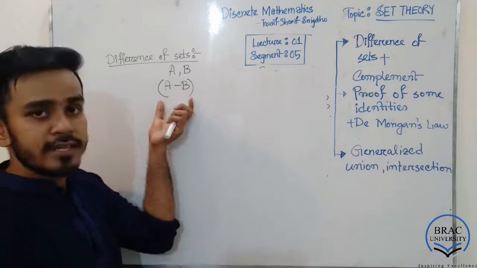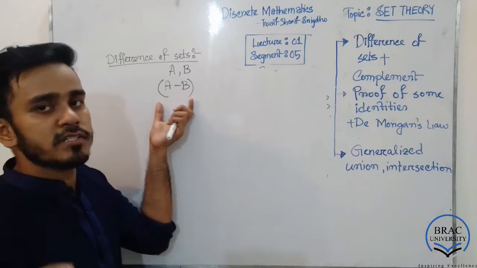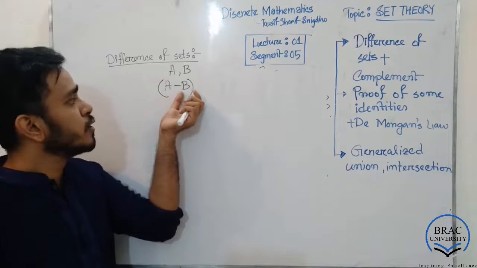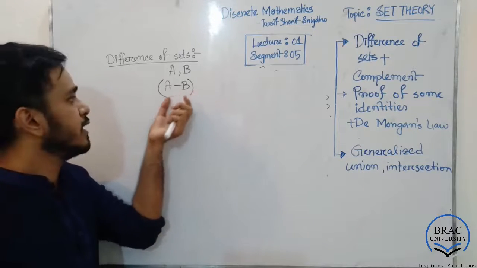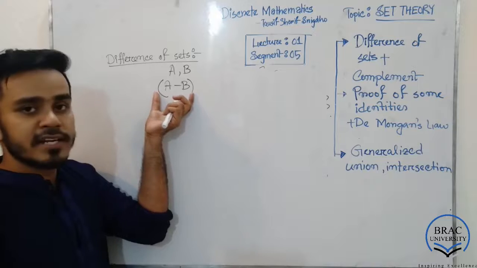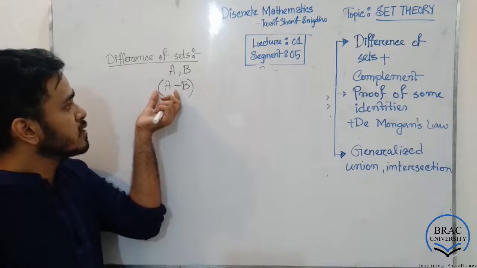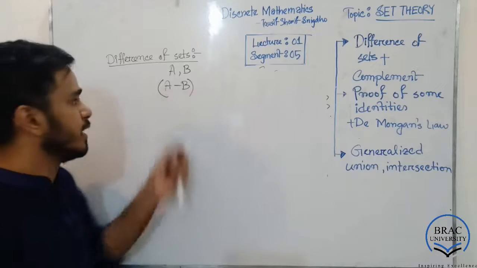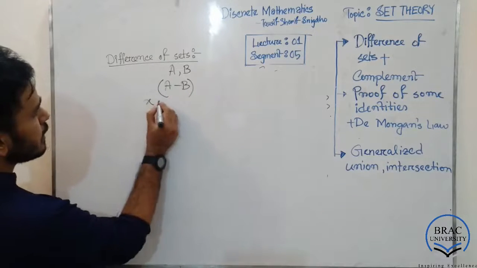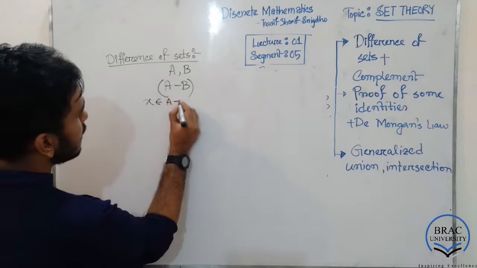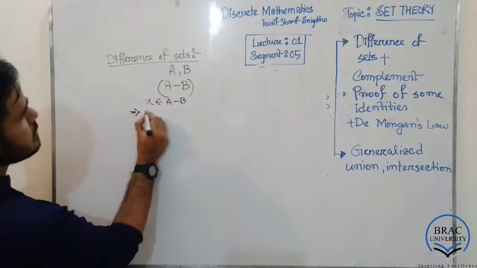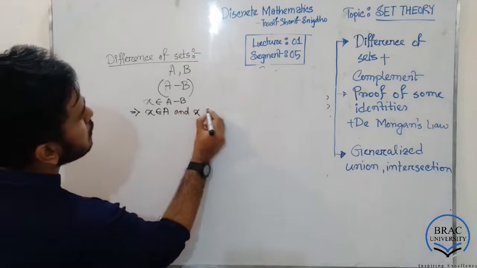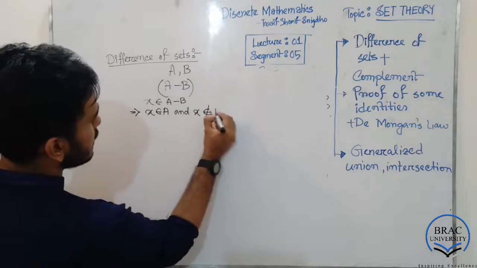A minus B is a set that contains all of the elements which belong to set A and do not belong to set B. That means all of the elements of A minus B will be the elements of A which do not belong to B. So if someone claims that X belongs to A minus B, it means X belongs to set A and X doesn't belong to set B.